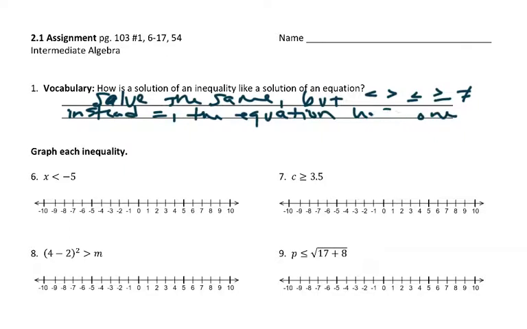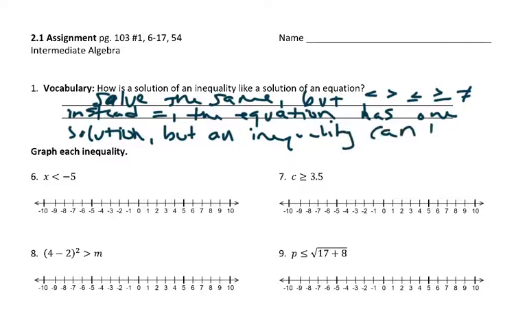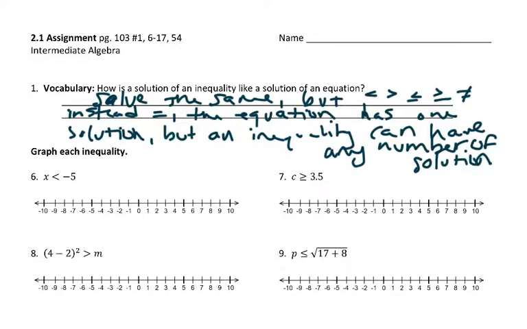Oh, I like how I put an E on the end of has. Has a. Alright, has one solution, but an inequality can have any number of solutions, actually. Interesting that way. Alright, I guess when you have an equation, you can also have an infinite number of solutions as well, so that's good to know.